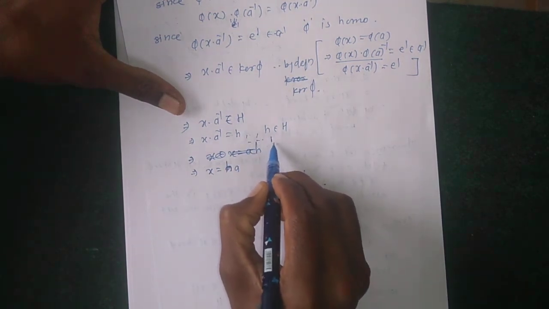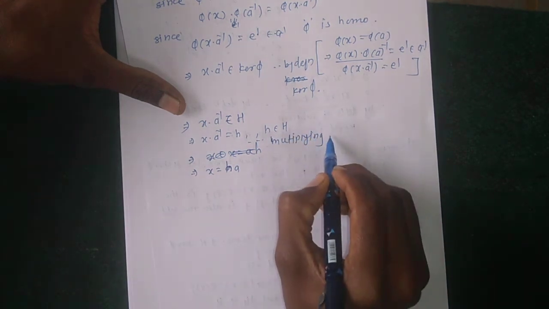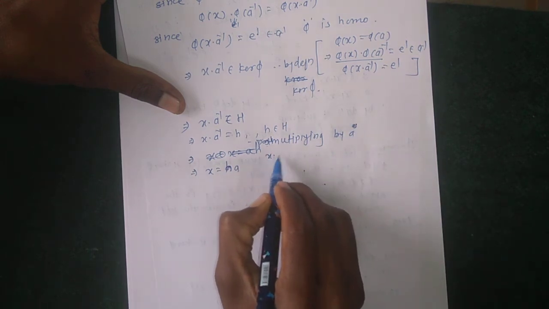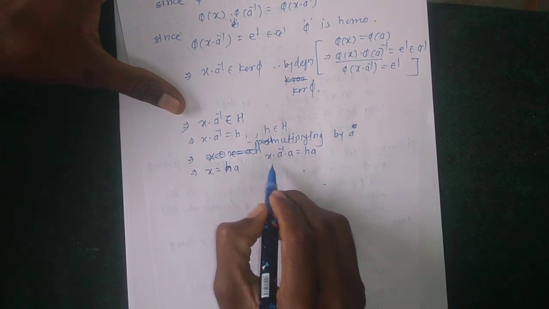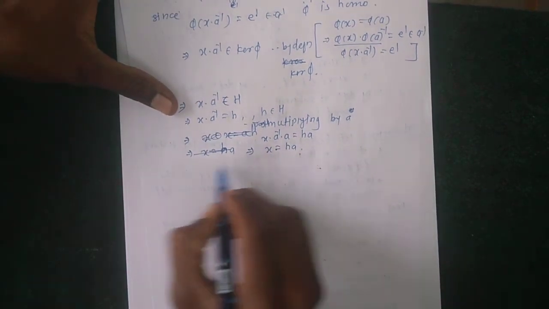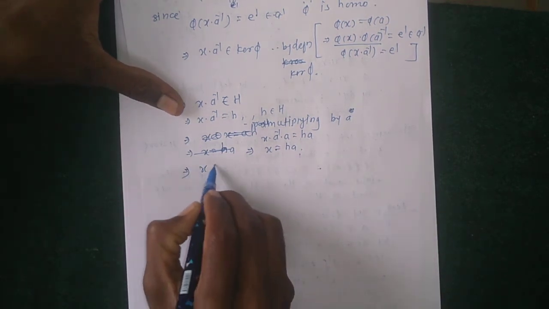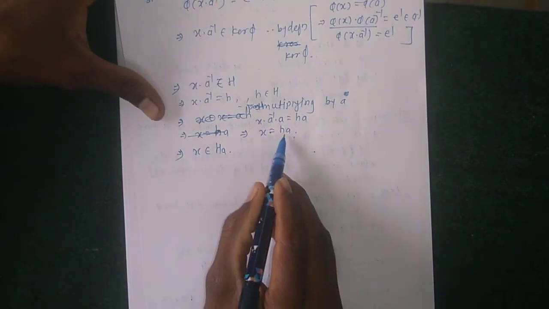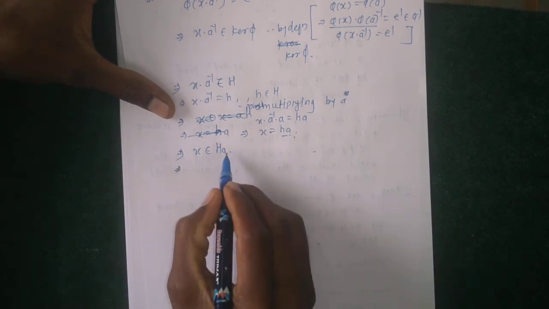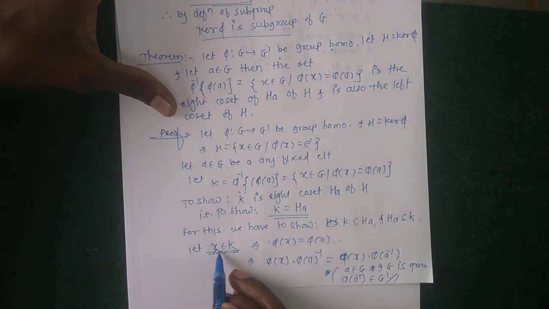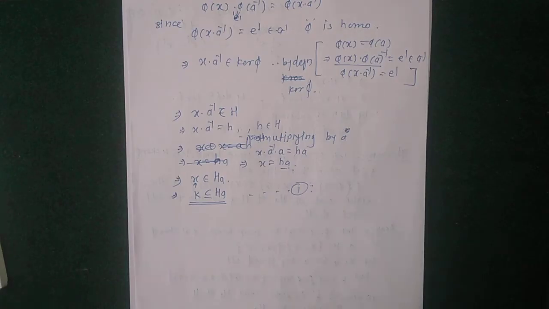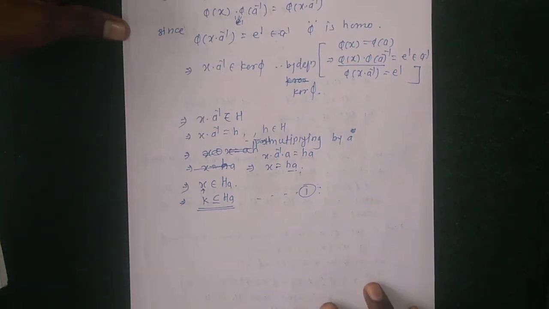Here, post multiplying by A, which implies that x into A inverse into A equal to ha, and therefore x equal to ha, which implies that x belongs to the right coset HA, because the element of a right coset is of the form ha, where a belongs to G. Okay, so x belongs to HA, and this x is chosen from K. This x belongs to K, and this x belongs to HA, which implies that K is a subset of HA.